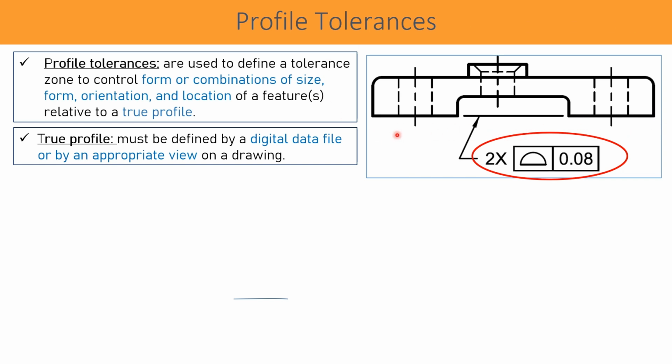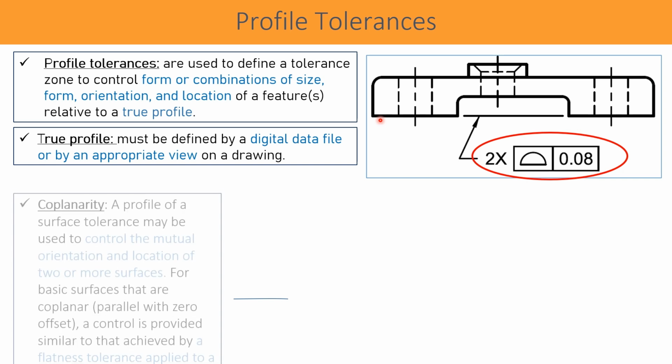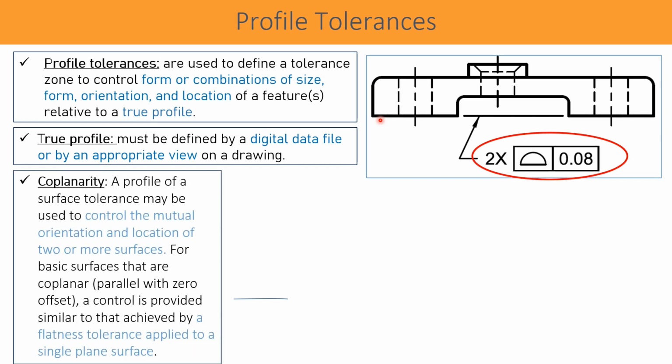In this drawing, we clearly visualize that these two surfaces at the same level are at zero offset, and therefore digital data may not be required, because the requirement is clear. We can say that these two nominal surfaces are coplanar, and therefore, with the profile symbol applied, the two surfaces must be coplanar within the given tolerance zone of 0.08.